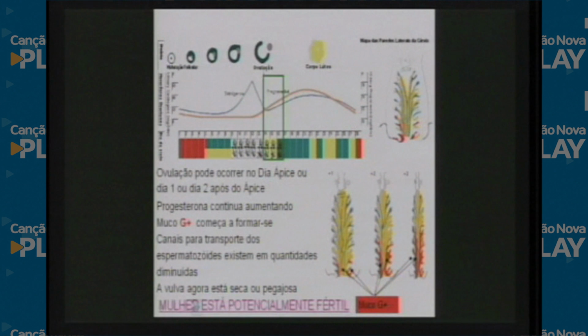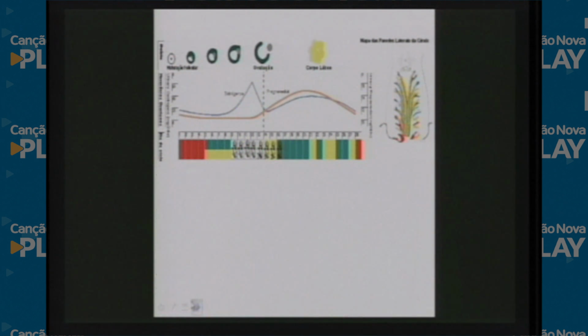And that continues for the luteal phase. But over these 3 days following peak, the woman is still potentially fertile, and of course, so is the couple.